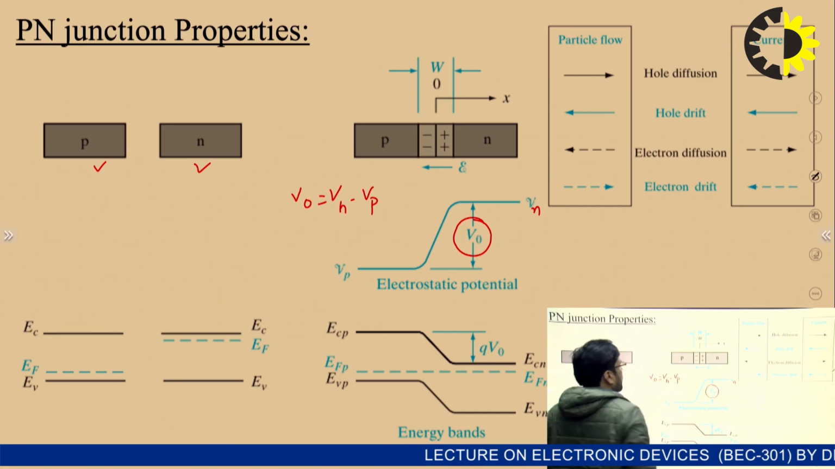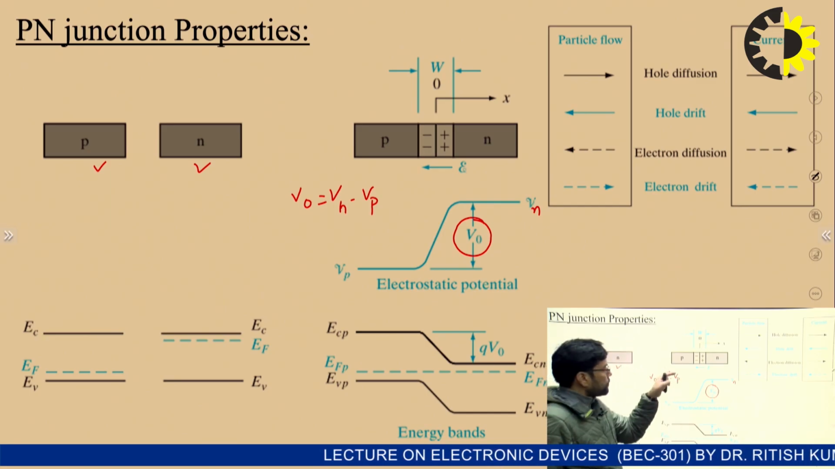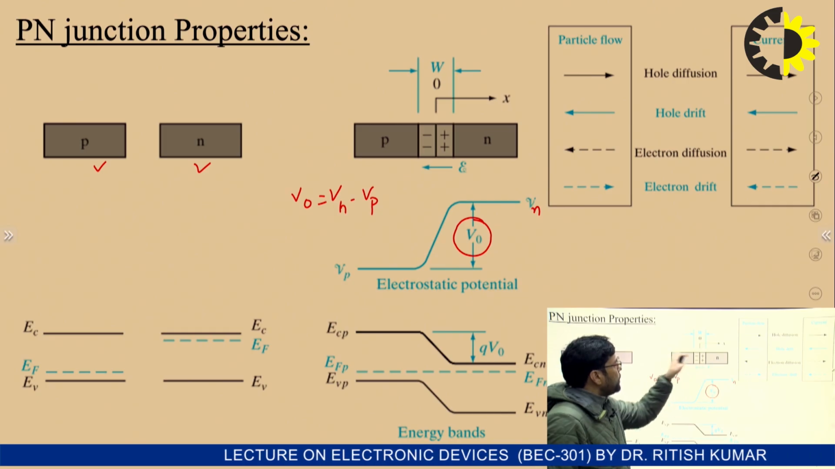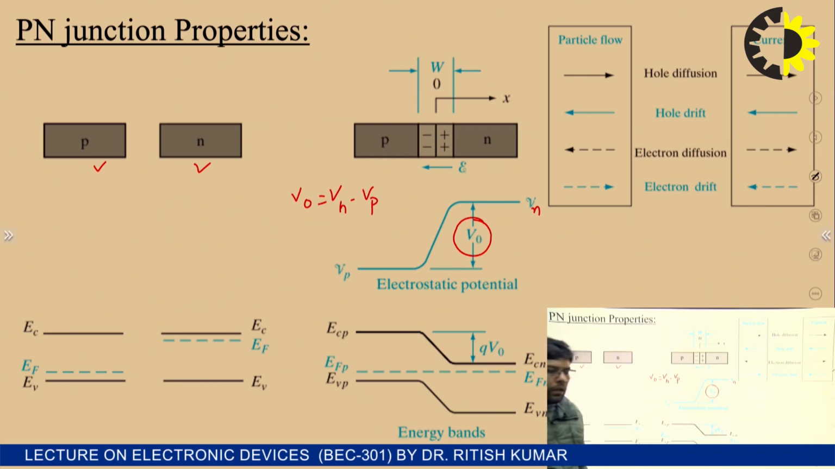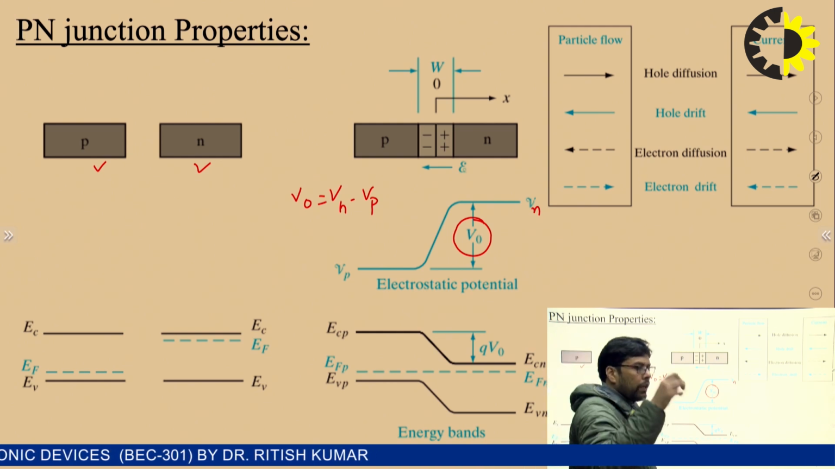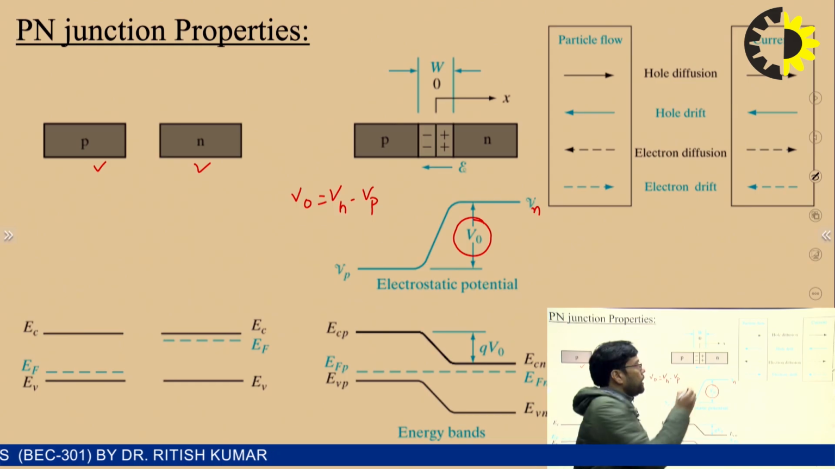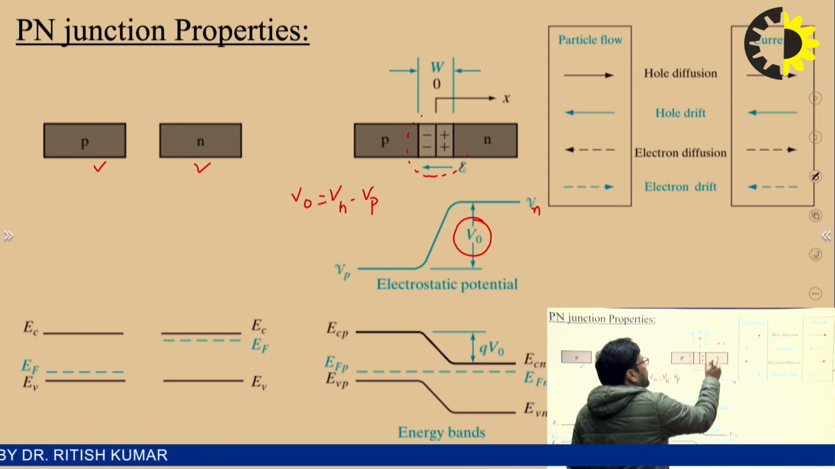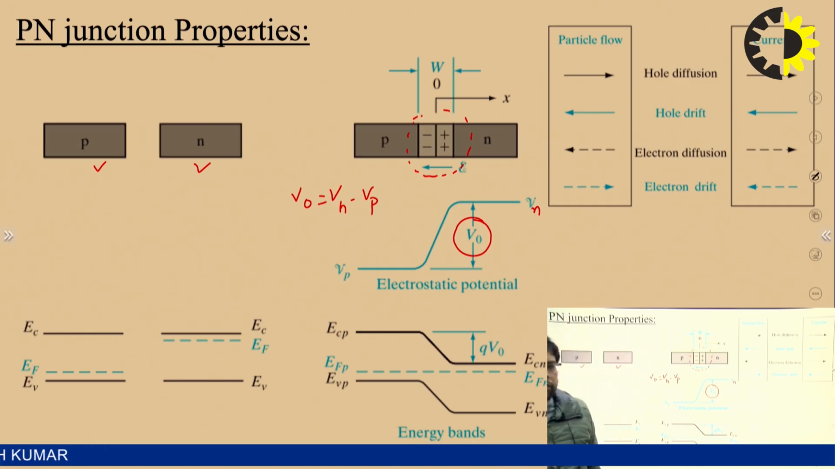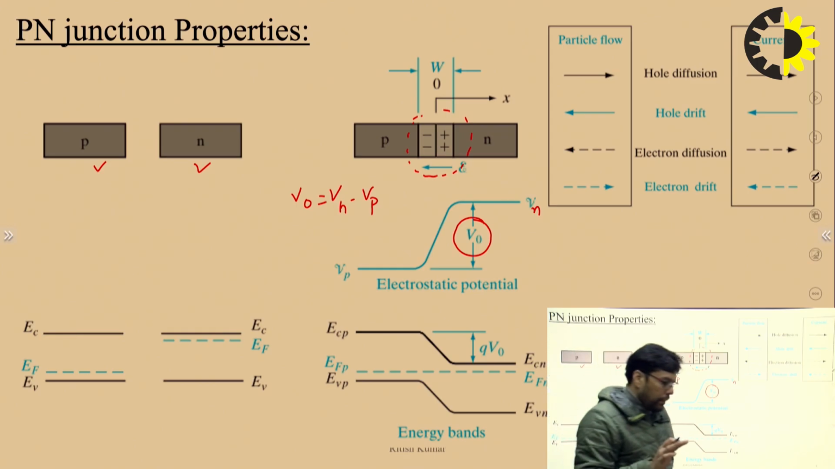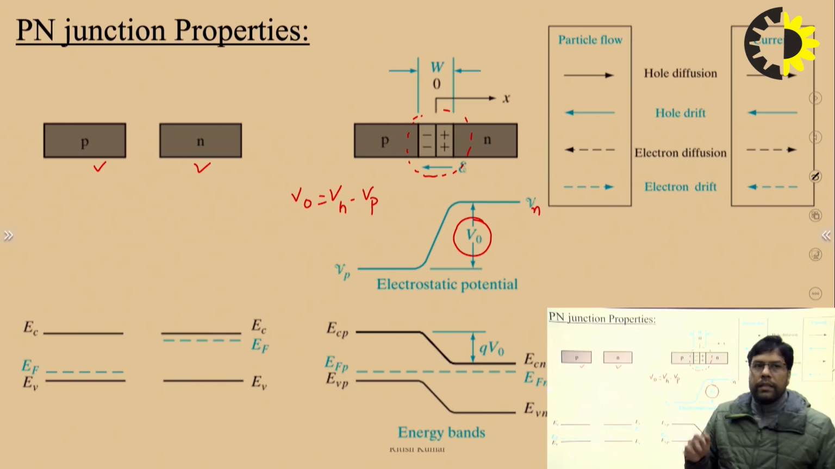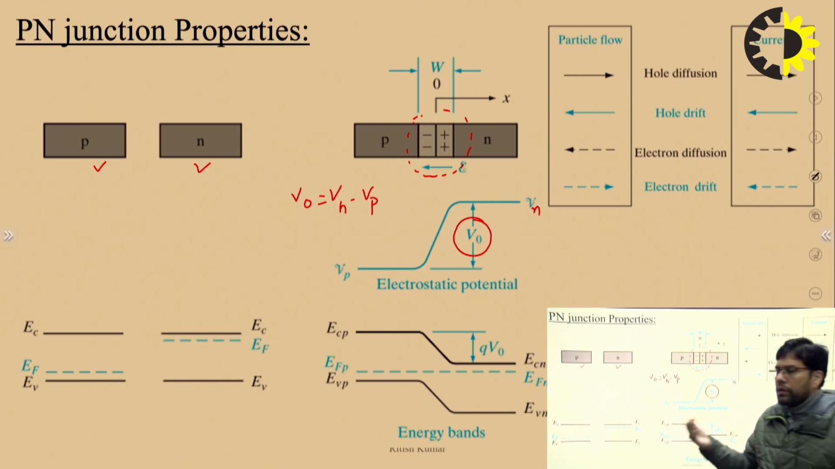When you make the PN junction, a layer is created near the junction. This layer is known as the depletion layer. And why is it created? Because of the diffusion phenomenon. What is the diffusion phenomenon? Diffusion is a condition when the charge carriers flow from higher concentration to low concentration.